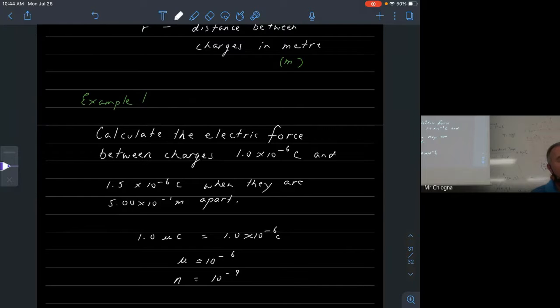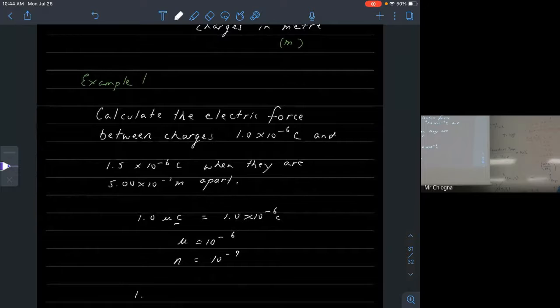Yes. Is it the same symbol as the coefficient of friction? It's confusing, but yes. You have to know the context. In this context, you'll see it in front of the coulombs, and it means 10 to the minus 6. Okay, you'll see this as well sometimes. That means 1 times 10 to the negative 9.